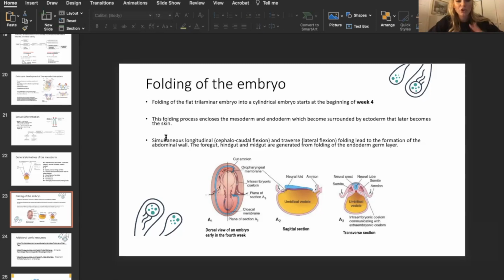So we have 2 folding processes that occur at the same time. So we have longitudinal folding, or cephalocaudal flexion, so head to tail, and transverse or lateral folding. And this leads to the formation of the abdominal wall in the embryo. So the abdominal wall comprises the foregut, the hindgut, and the midgut, and they come from the folding of the endoderm germ layer. Like I say, these occur at the same time, they're not separate events.